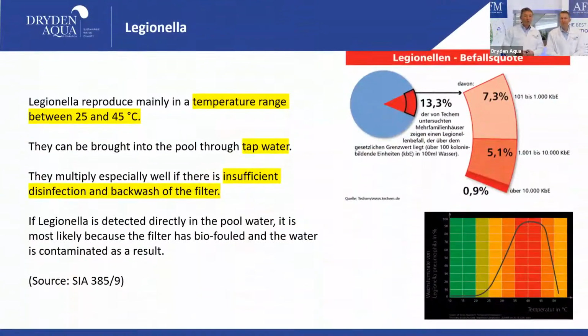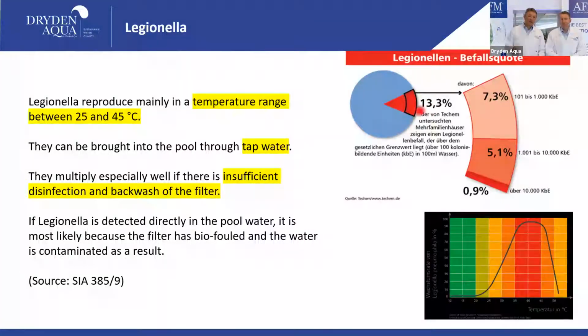Okay, so we spoke about the temperature range. Legionella usually get into the pool through the tap water, and they can multiply if there is insufficient disinfection. But that's what you see here.